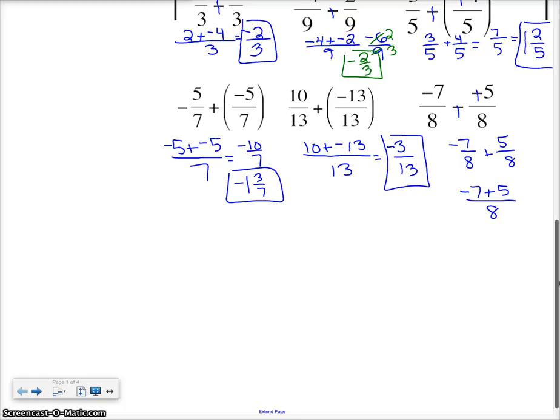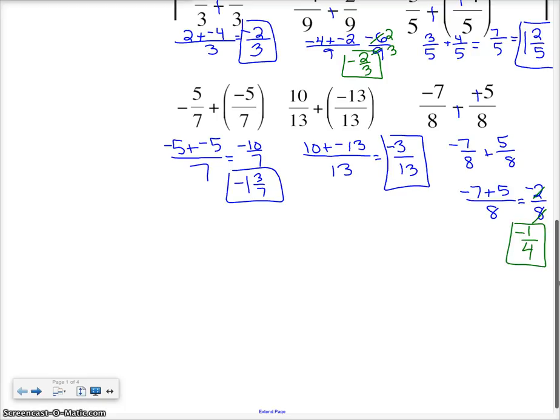And they're different, so I subtract them. 7 minus 5 is 2. I have more negatives, so negative 2 over 8. And then simplify. 1/4. So negative 1 over 4 is your final answer.